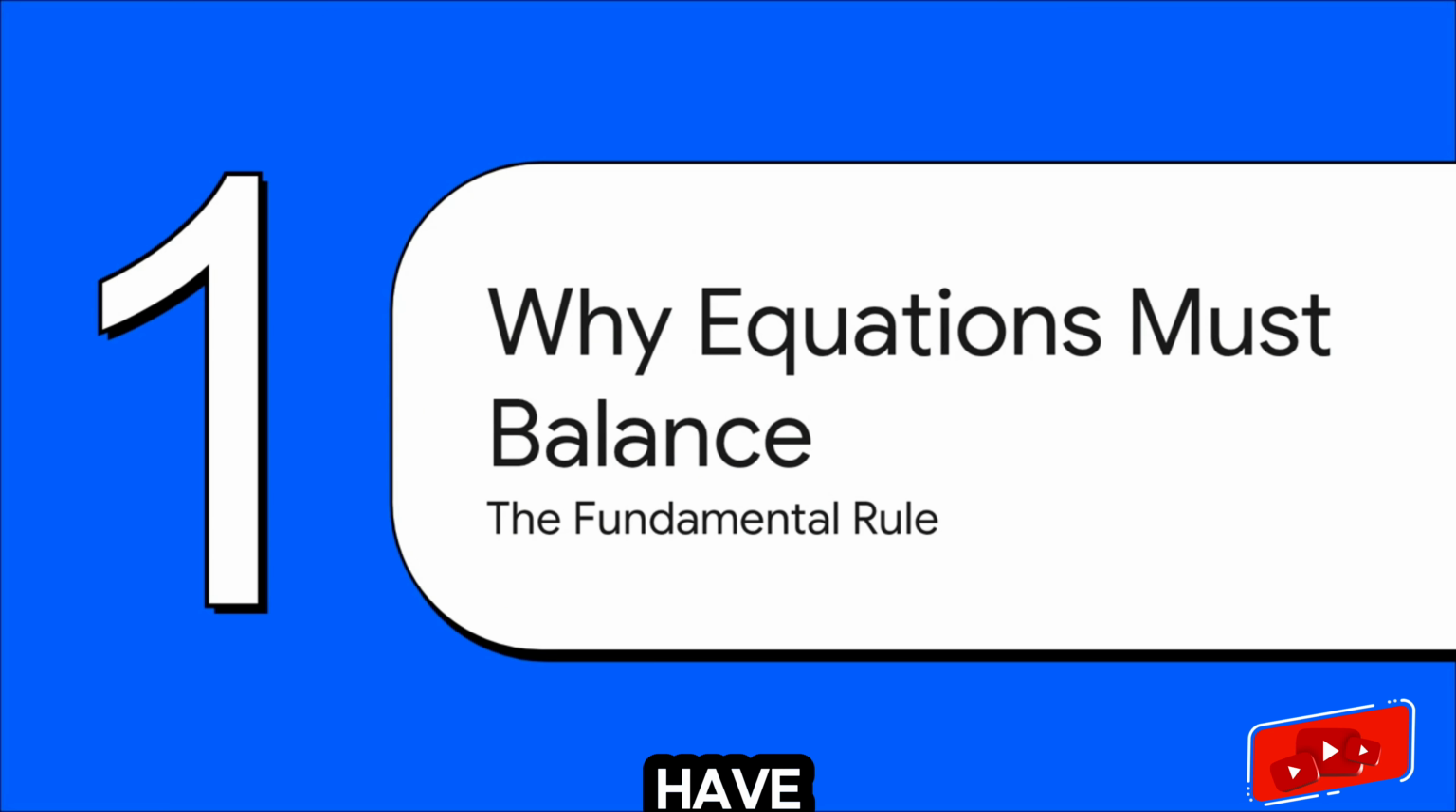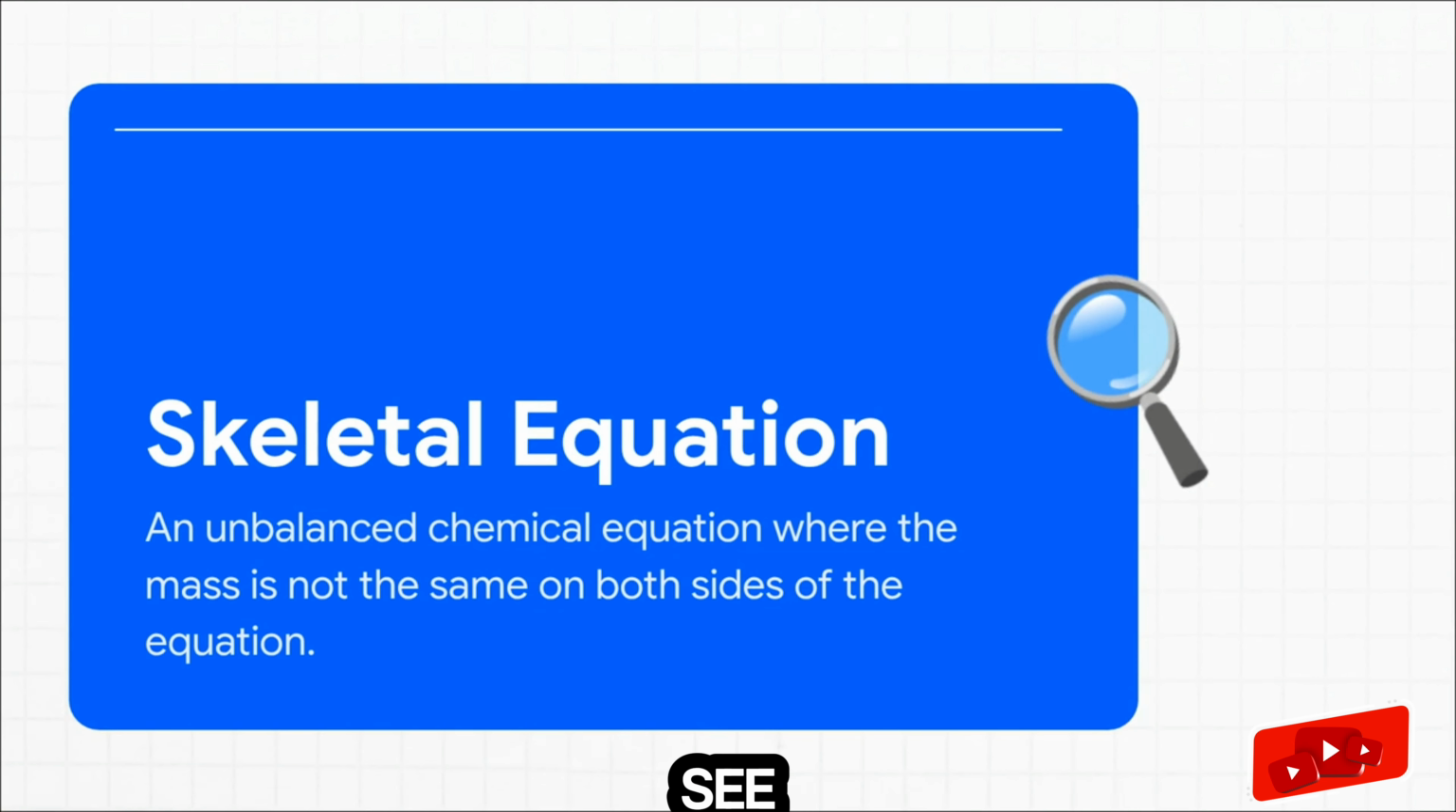So why do we even have to do this? Is it just some random rule your teacher made up? Nope, it's actually based on one of the most fundamental laws of the entire universe. You see, when you first write down who's reacting with whom, you have what's called a skeletal equation. Just think of it like a rough draft. It shows you the ingredients, but not the right amounts. And in an exam, a rough draft just won't cut it.